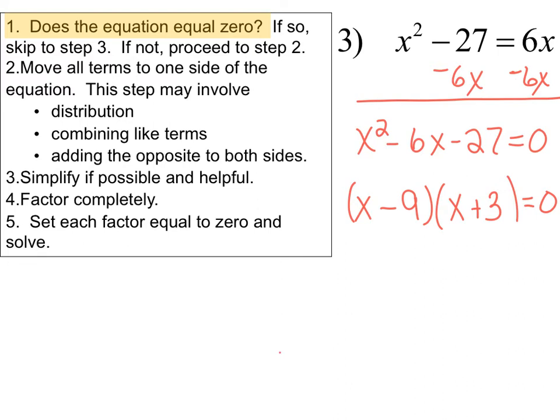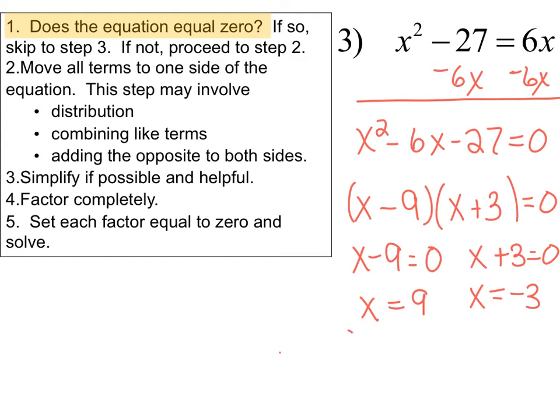We're at the point where we can set each factor equal to 0. So that's x minus 9 is equal to 0. And over here, x plus 3 is equal to 0. We'll add 9 to both sides and find out that x is equal to 9. We'll subtract 3 from each side and find out that x is equal to negative 3. So these are my solutions. I'll write them and put them in my curly brackets to show the set that satisfies the equation.